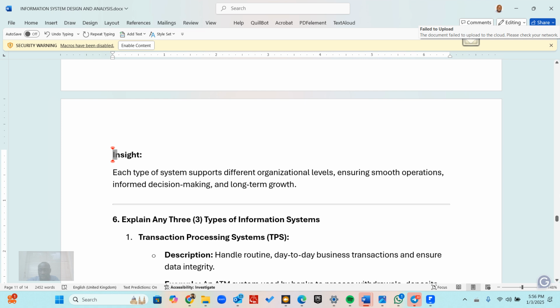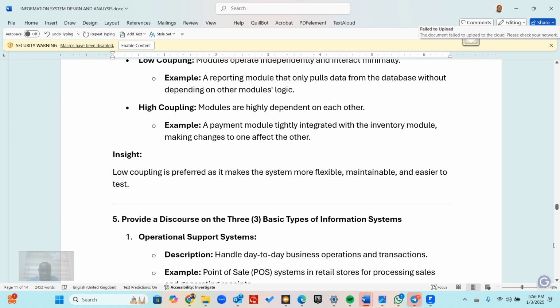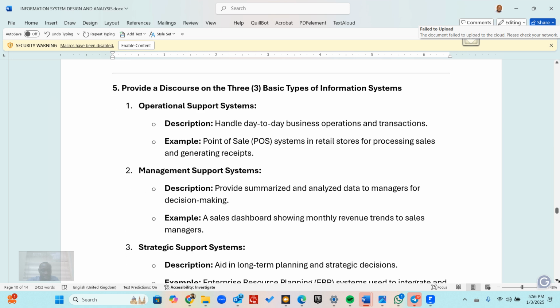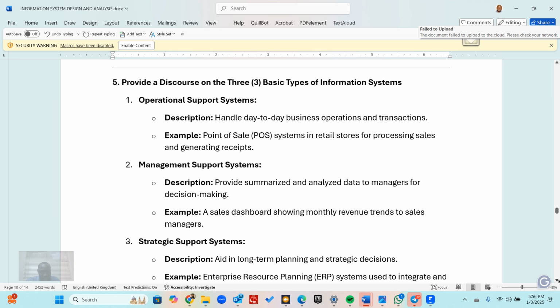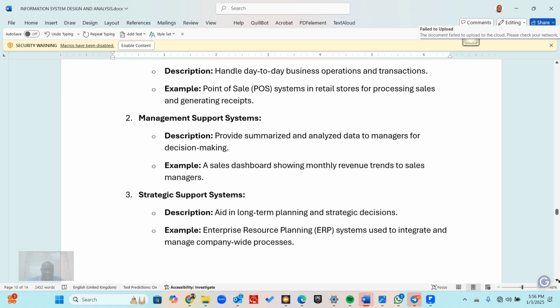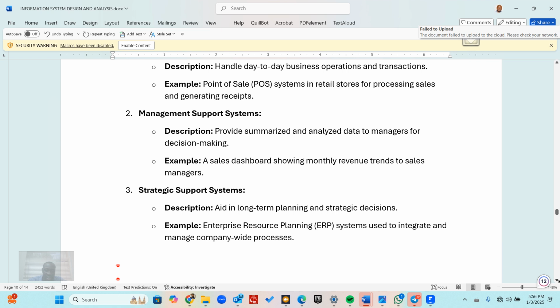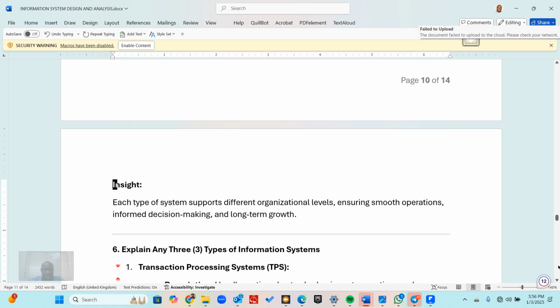The first one, operational support system, is for day-to-day operation of the business and transactions like the POS, point of sale system in a retail store. Management support system provides summarized, analyzed data to managers for decision making. It's used at the managerial level. For example, showing monthly revenue trends to sales managers. Strategic support system is for long-term planning and strategic decision making. Enterprise resource planning system is used to integrate and manage company-wide processes.